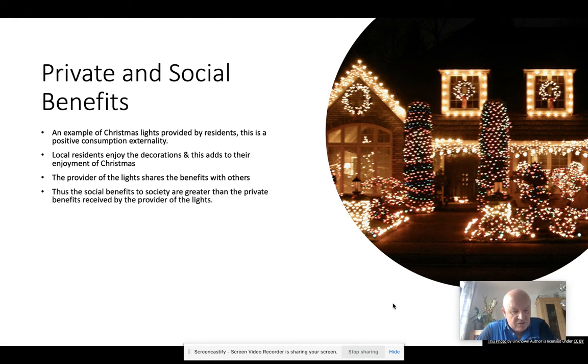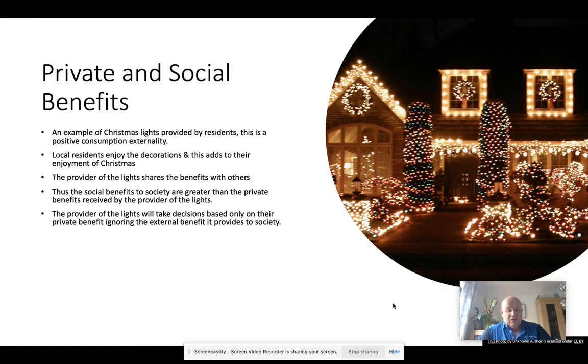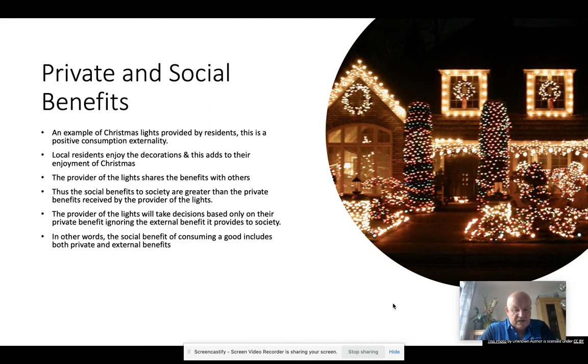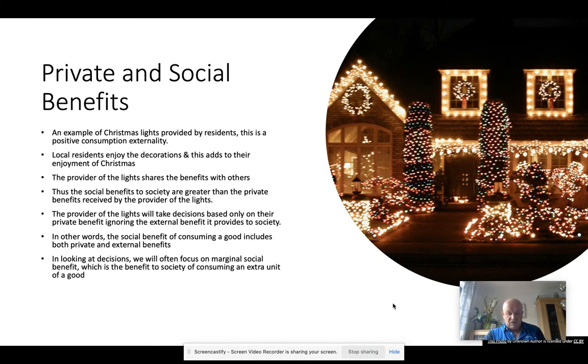So in that situation, we've got social benefits to society that are greater than the private benefits received by the provider of the lights. They've done it on the basis of the private benefit that they're going to receive. They haven't really considered the external benefits that it provides to society. But in that scenario, we would have positive consumption externalities. So in this case, the social benefit of consuming a good includes both private and external benefits. And when we look at those decisions, often focusing on the marginal social benefit, which is the benefit to society of consuming an extra unit of a particular good.